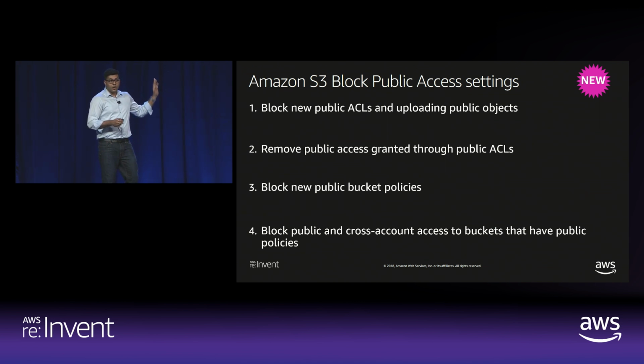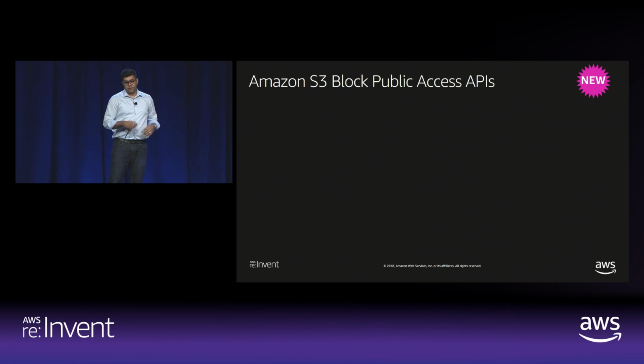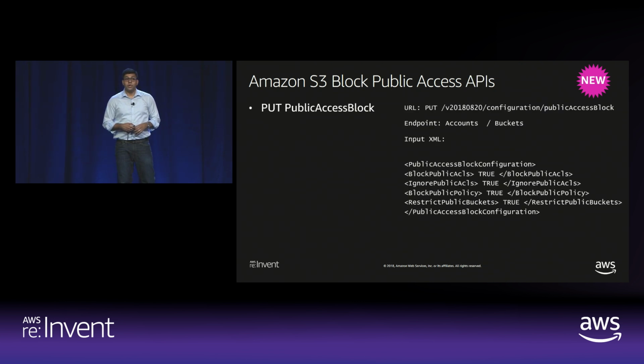Now, these are some options that you can see in the console, and we're going to go through the demo, but you can also do it through the API. When you do it through the API, it's called public access block. It's an XML configuration file that you can either attach to a bucket or you can attach to an account. These are two different endpoints. And the account endpoint is the new endpoint that we introduced with this feature.